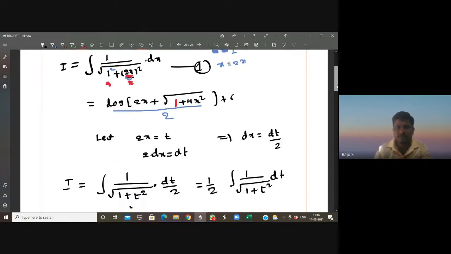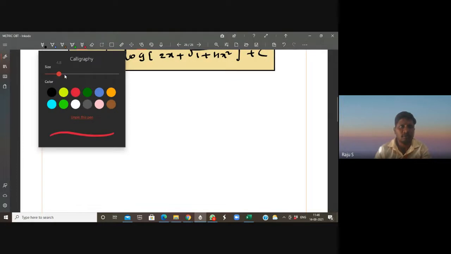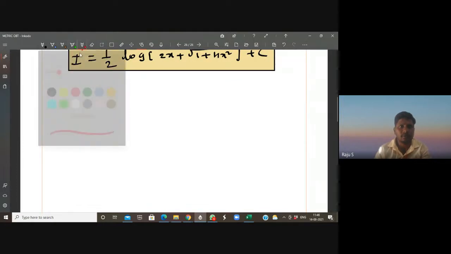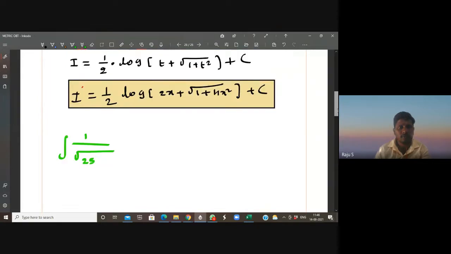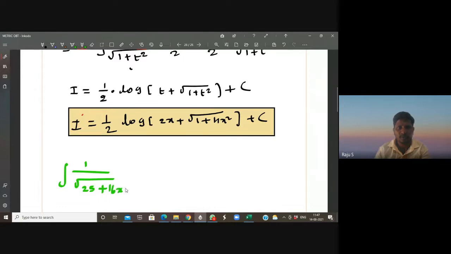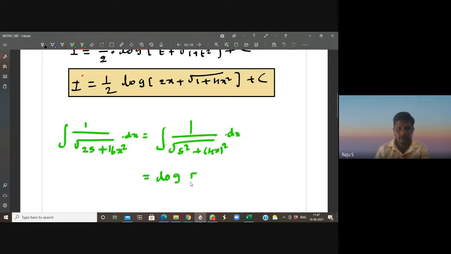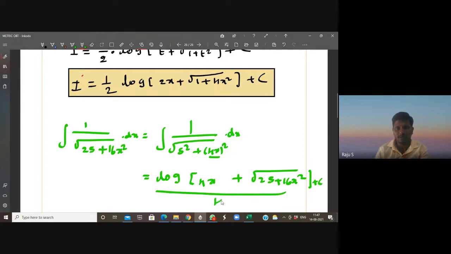For example, I'm going to give you another example myself. The question may be like this: integral of 1 by square root of 25 plus 16x square. What is the answer, students? 25 can be written as 5 square, and 16x square as 4x the whole square, into dx. The answer is simple: log of 4x plus square root of 25 plus 16x square. Only the thing is, you write the 4x here, and all divided by 4, the x coefficient. This is the answer.